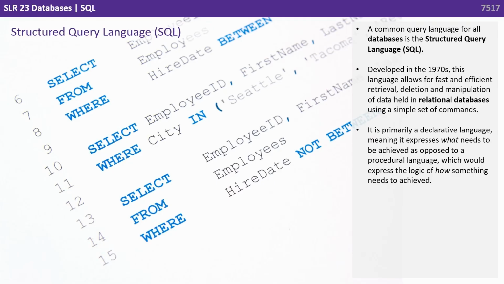A common query language for all databases is the Structured Query Language, SQL, sometimes referred to as "sequel". Developed in the 1970s, this language allows for fast and efficient retrieval, deletion, and manipulation of data held in relational databases using a simple set of commands. It is primarily a declarative language, meaning it expresses what needs to be achieved as opposed to a procedural language, which would express the logic of how something needs to be achieved.